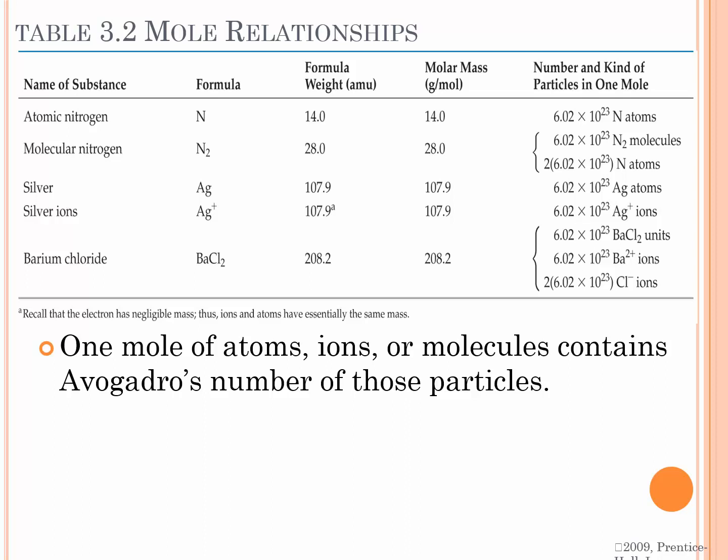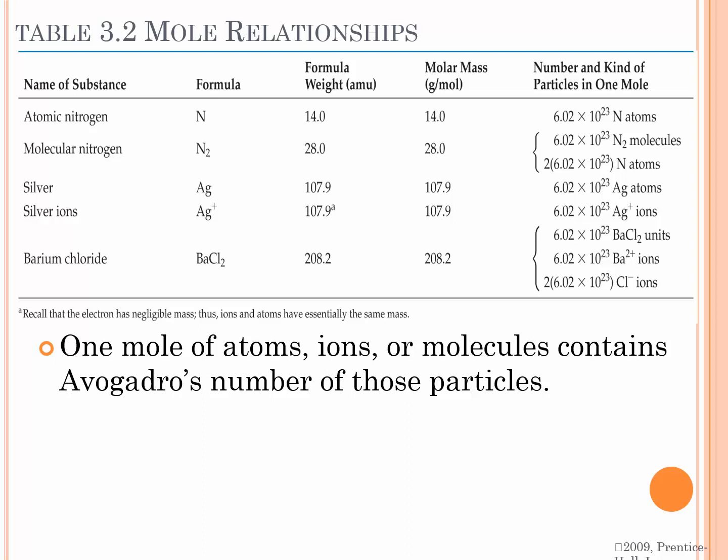Now, if we look here at this mole relationship table. If we take atomic nitrogen, formula weight 14, molar mass again 14 gram per mole. It contains Avogadro's number of nitrogen atoms. Molecular nitrogen N2, formula weight 28, as well as the molar mass. It contains Avogadro's number of N2 molecules, but it contains twice the amount, twice Avogadro's number of nitrogen atoms.